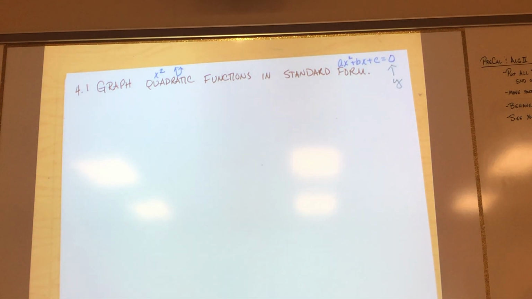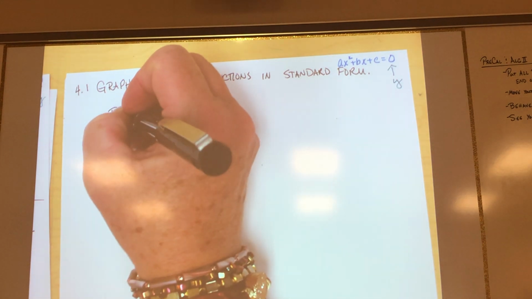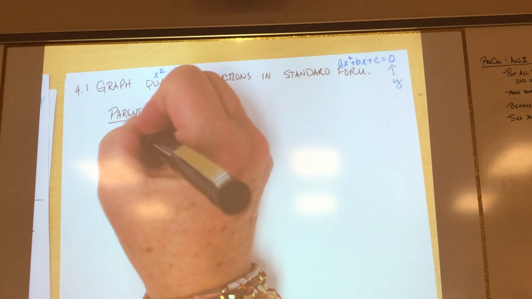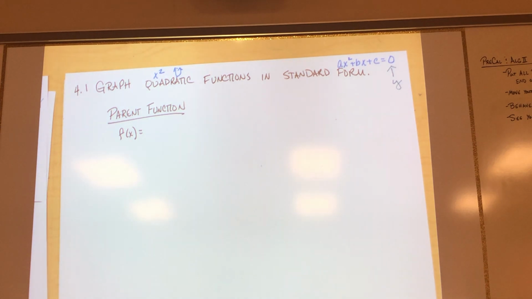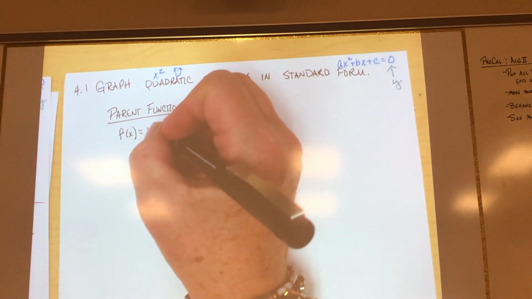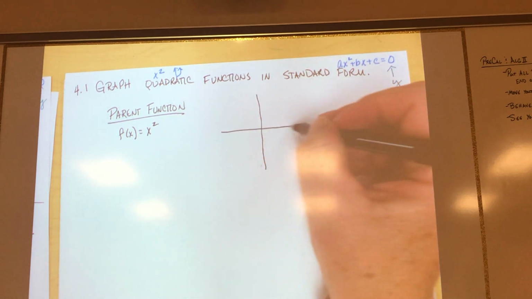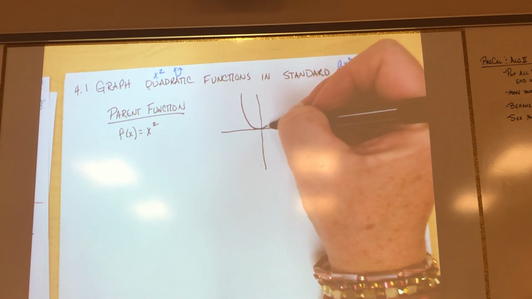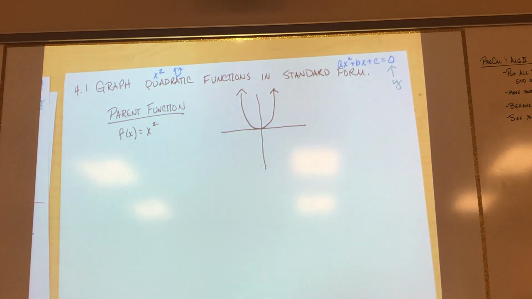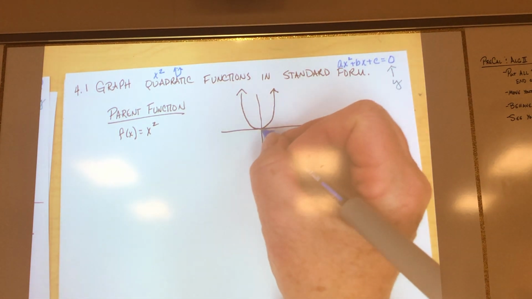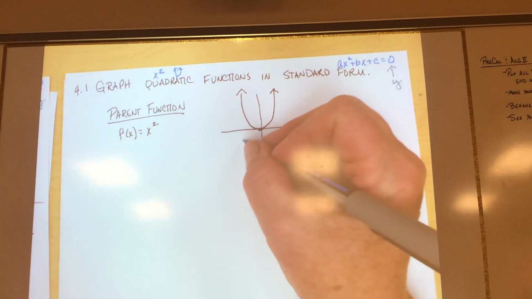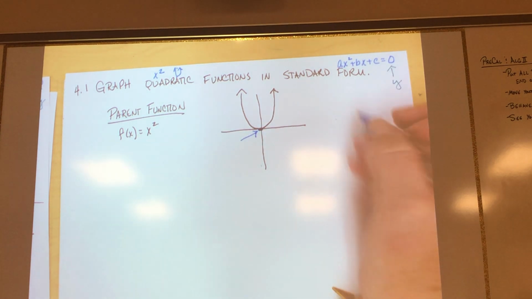All right, so let's talk about the parent function. What's the parent function of a quadratic? F of x equals x squared. That's it. If you graphed it, it's just a parabola. It looks just like this. Are you with me? So this point right here at the origin in the parent function, what's that point called on my parabola? Vertex. Very good.